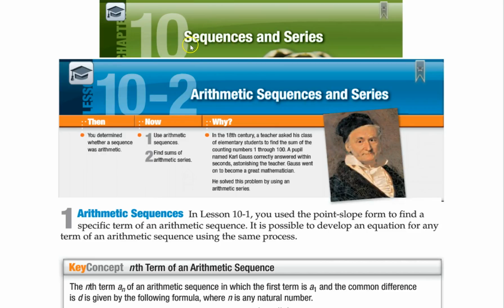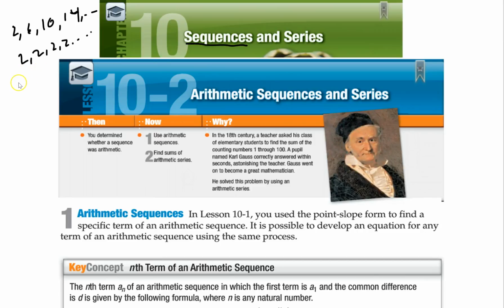A sequence is just a list of numbers that follow a certain pattern. So something like 2, 6, 10, 14. That's a sequence. If you're noticing, you're adding 4 every single time. That's actually called an arithmetic sequence, which we'll talk about in a bit. But there are lots of types of sequences. 2, 2, 2, 2. The pattern is just copy it all down.